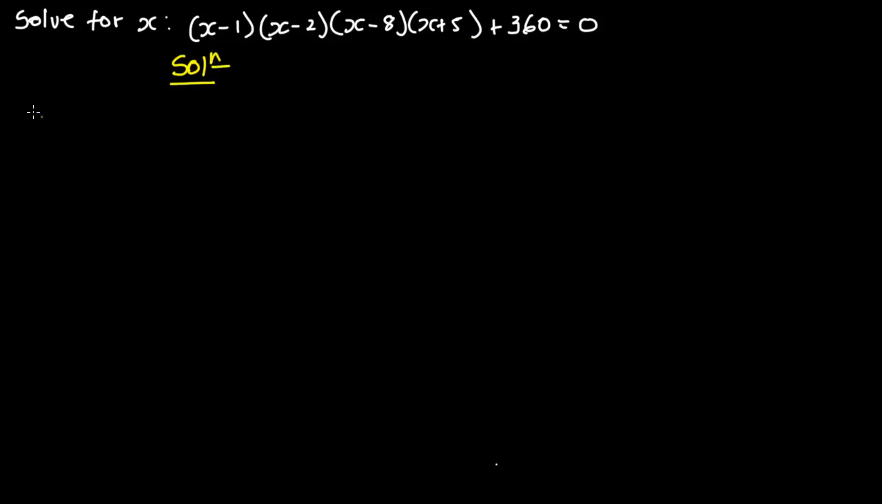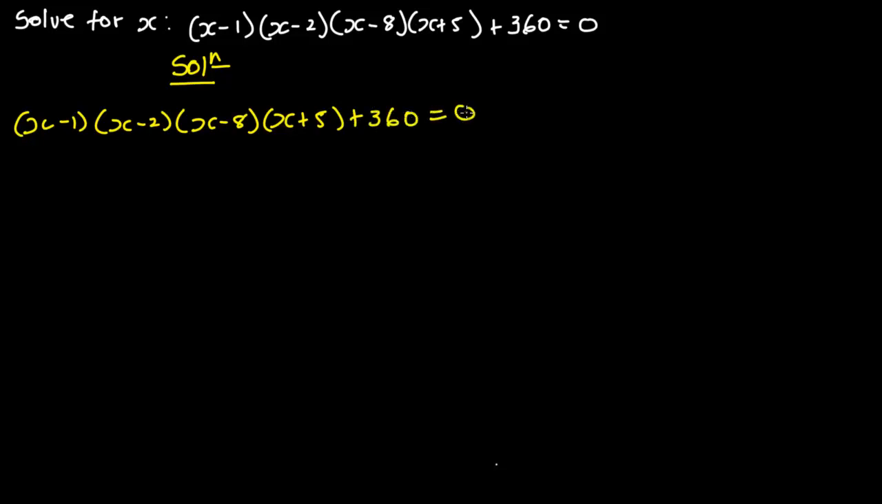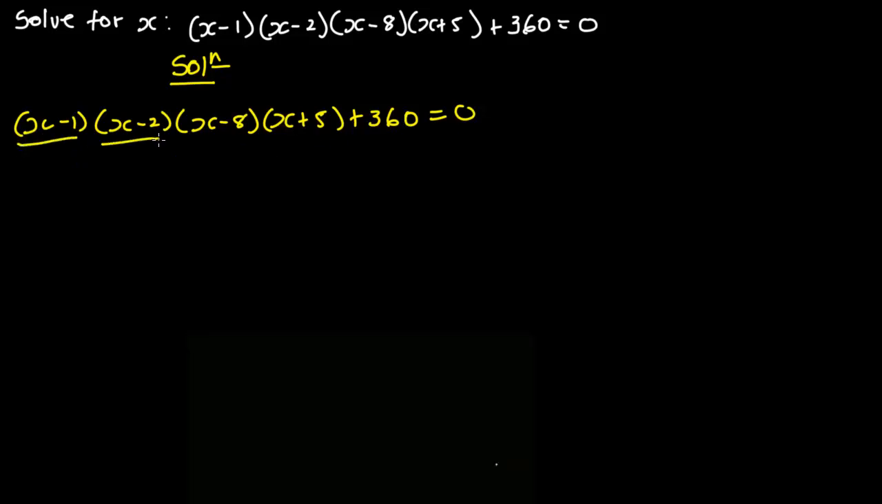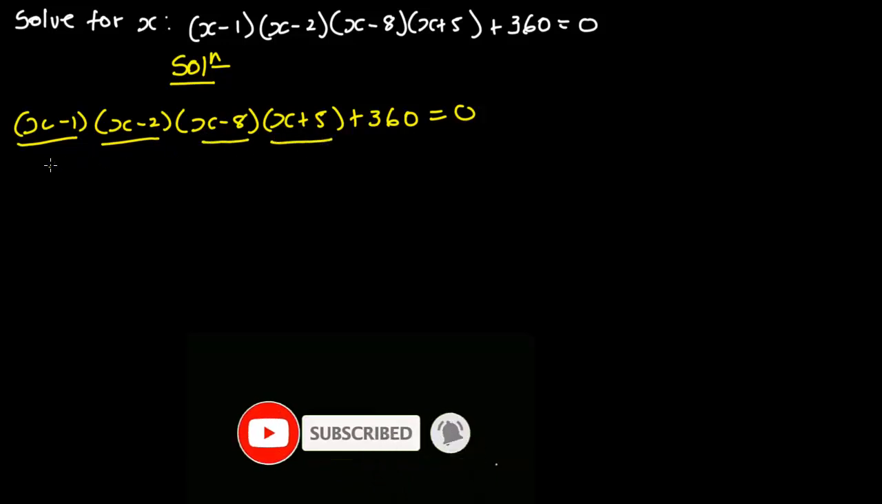From the question, we were given (x - 1)(x - 2)(x - 8)(x + 5) + 360 = 0. Now from here, this is what we are going to do. We are going to first multiply this term by this term, and then we are also going to multiply this term by this term. So let's go ahead and do that.